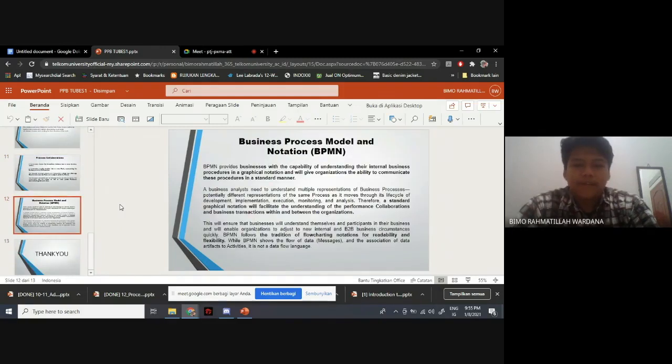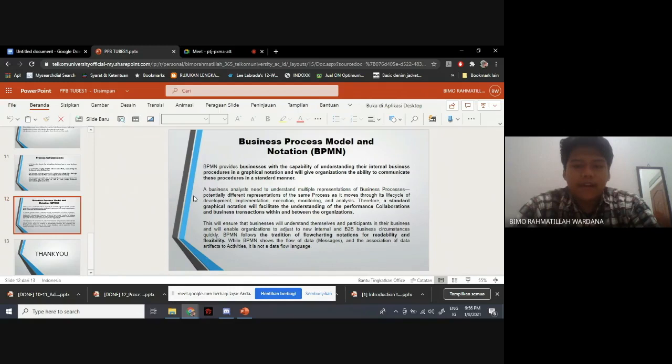Business process model and notation. Business process model and notation provides businesses with the capability of understanding their internal business procedures in a graphical notation, and will give organizations the ability to communicate these procedures in a standard manner. A business analyst needs to understand multiple representations of a business process, potentially different representations of the same process as it moves through its life cycle of development, implementation, execution, monitoring, and analysis.